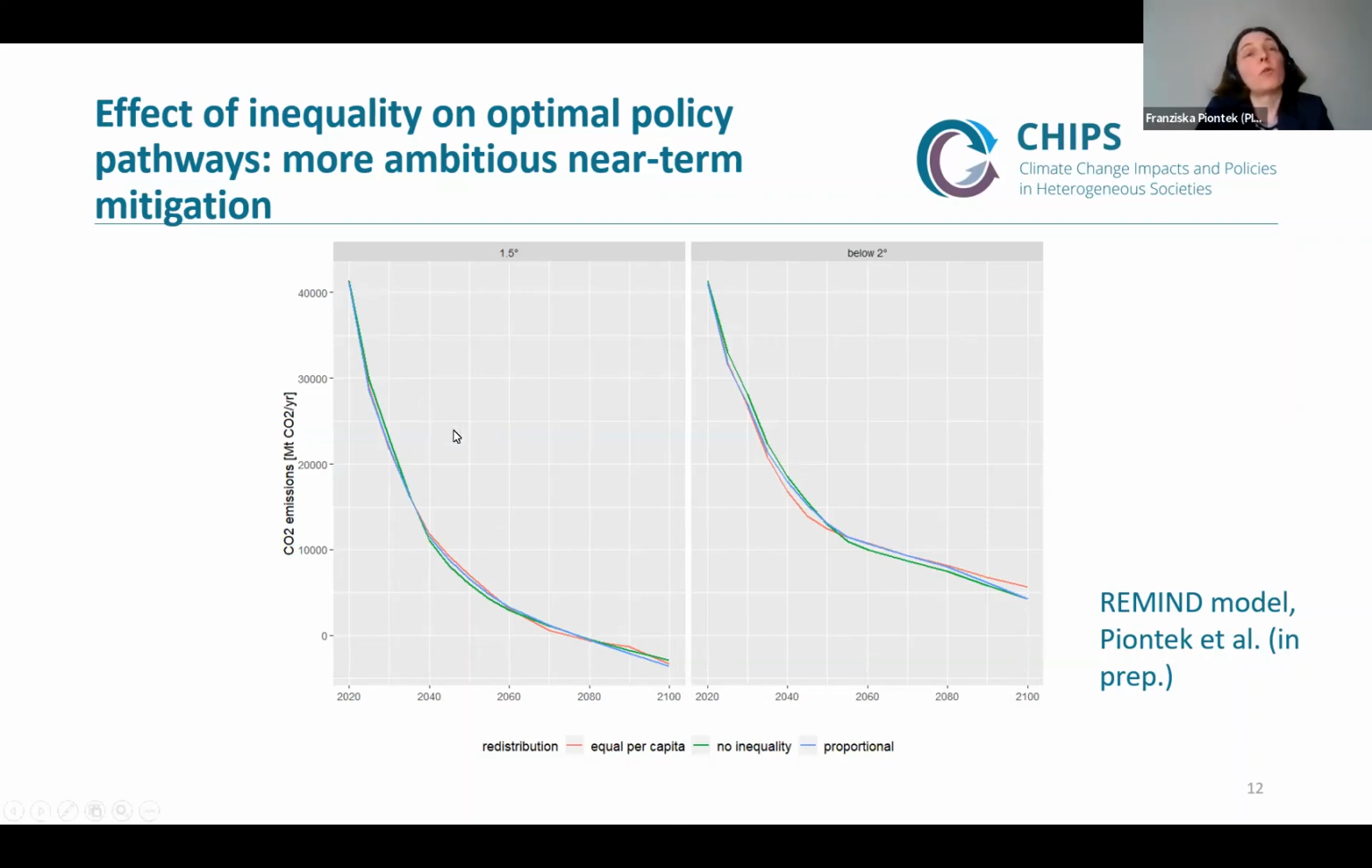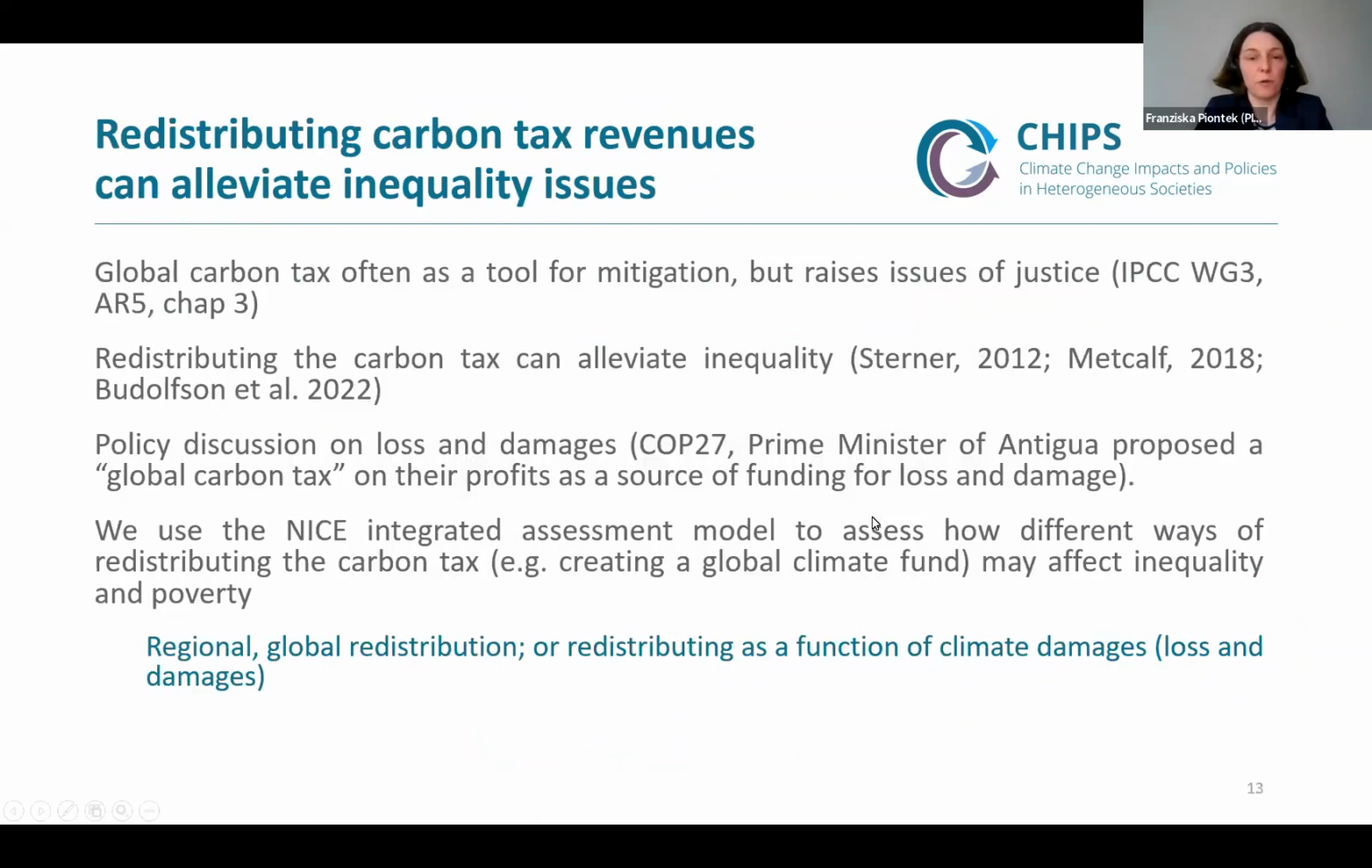And also in the 1.5 degree scenario, of course, there we are much more constrained because we already reduce very, very strongly in the near term. But even there, we see this tightening. So there's an effect on our optimal mitigation pathway. And with that, I hand over to Stéphane.